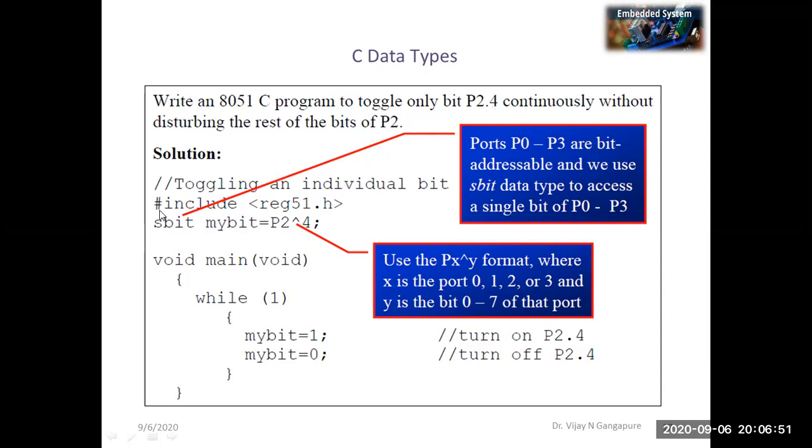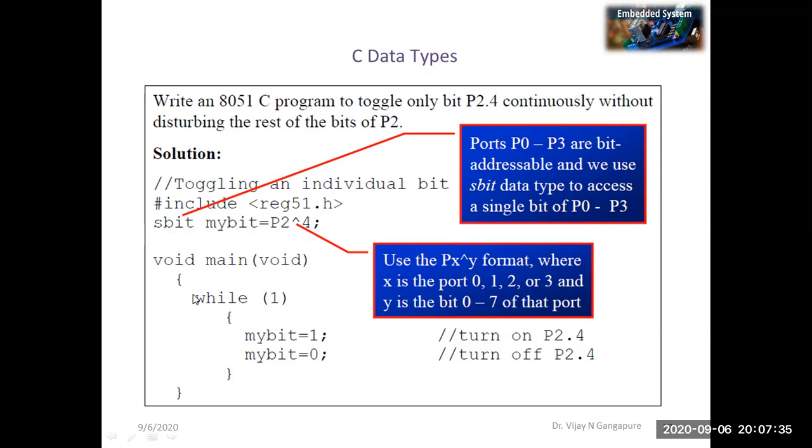Program is written for that: #include reg51.h, and I'm declaring my bit as an sbit type of variable, mybit, and I'm assigning mybit the address of pin number 4 of port 2. That means mybit is now representing pin number 4 of port 2. In the remaining program I can refer to pin number 4 of port 2 by using the name mybit. So sbit means a bit from an SFR. I am declaring mybit as another name for pin number 4 of port 2.